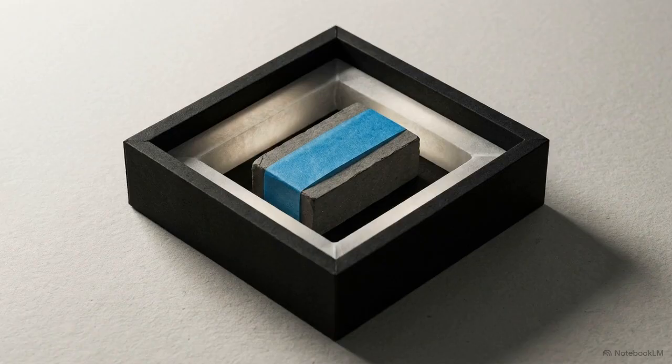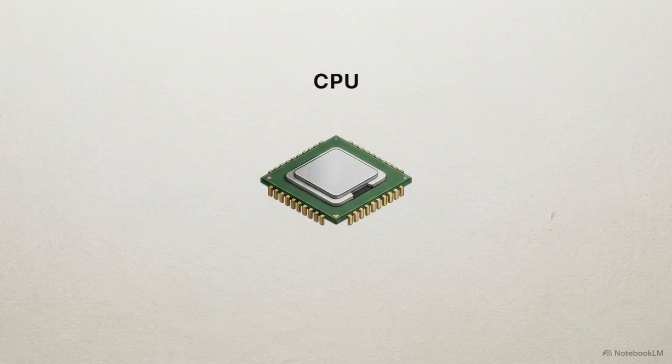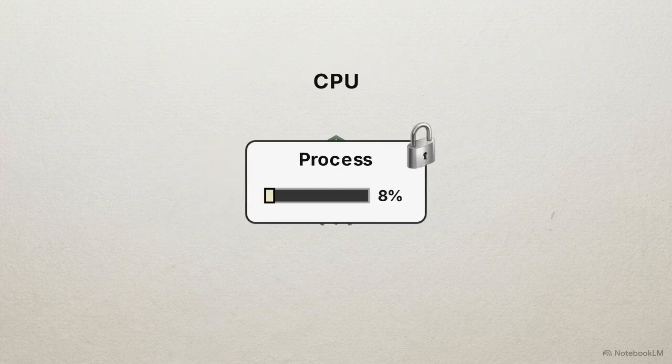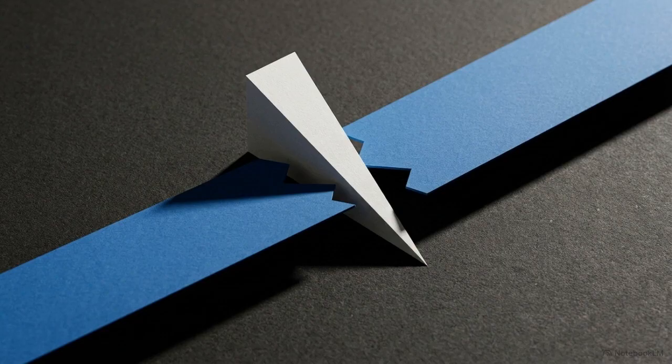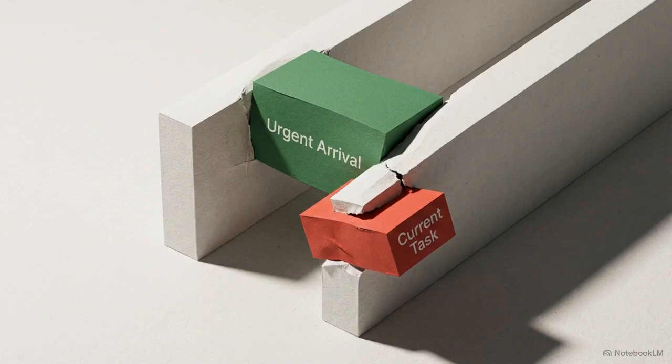Engineers typically rely on two distinct methods. The first is non-preemptive scheduling. In this model, once a process is granted control of the central processing unit, or CPU, it maintains unbroken control until its task is 100% complete. The second method is preemptive scheduling. Here, the operating system is granted the authority to actively interrupt a running task and force it out of the processor if a more important task suddenly arrives.